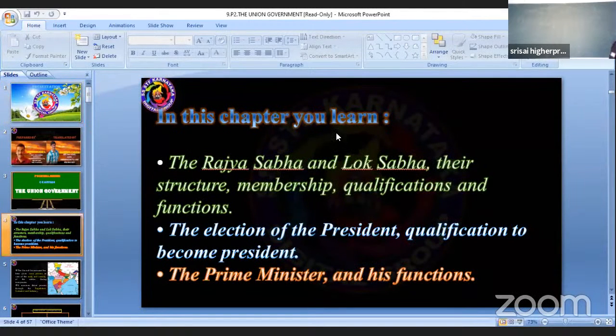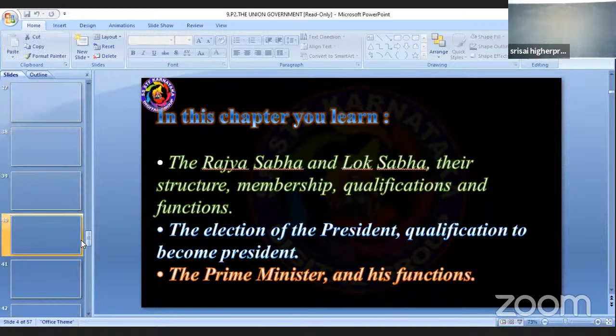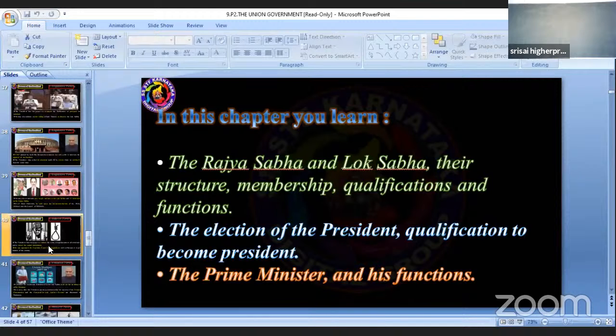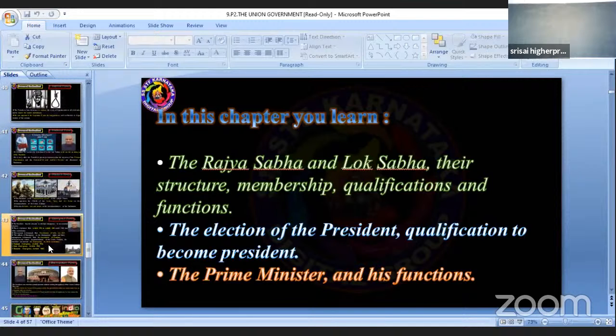Yesterday we discussed the different functions of the president. Today in this class we are going to discuss the functions and also the duties. Functions and duties both are the same. These are the functions of the prime minister and also how he will work as a link between the cabinet ministers and the president.